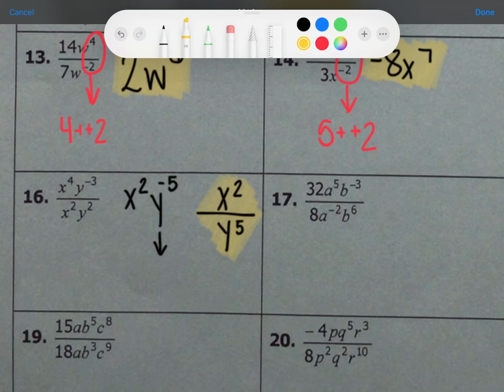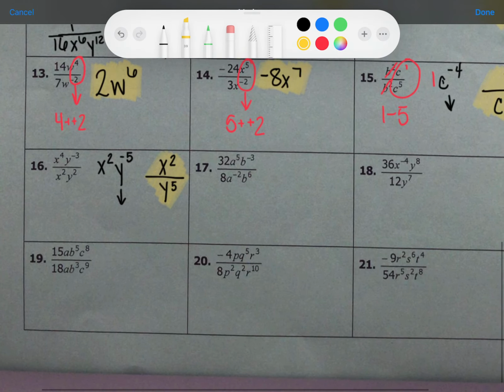Try number 17. Actually, because the rest of them are all basically the same type of problem, go ahead and pause the video and then unpause it once a majority of these students are finished, and I will go over the answers with you. Okay, so go ahead and pause the video and then unpause when you're done.